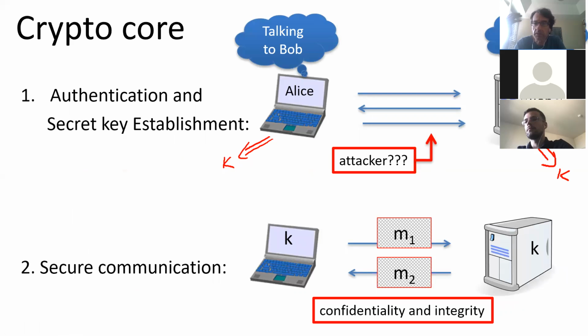So this is the crypto core, if you will. Establishment of a secret key between two entities that communicate over public channels, and an attacker can interfere. And yet, Alice and Bob, at the end of this, are going to output a key that will be just as good as random from the attacker's point of view. Okay, that's the goal of the key exchange.